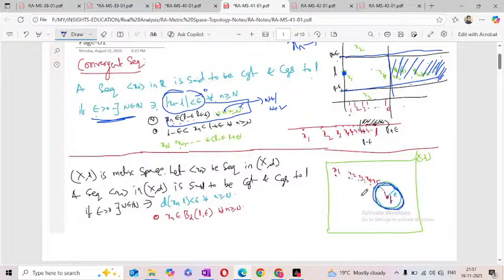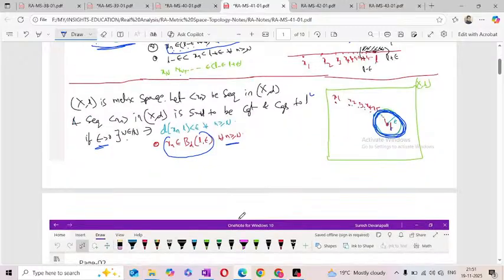Definitely there exists an nth term, so from the nth term onwards each and every point lies in the ball only. That is what we are writing here. Suppose xn is a sequence in any metric space. It is said to converge to L if for every epsilon greater than 0, there exists a natural number N such that d of xn, L is less than epsilon. That means each and every point of the sequence belongs to the open ball after the nth term onwards. That is the definition of convergence of a sequence in a metric space.